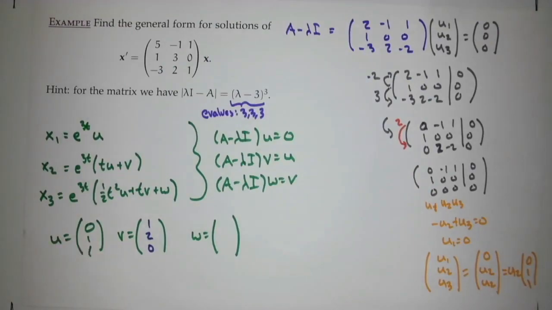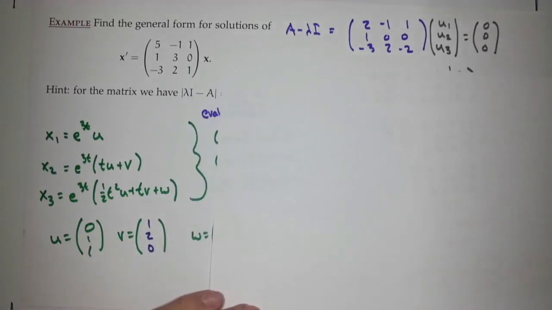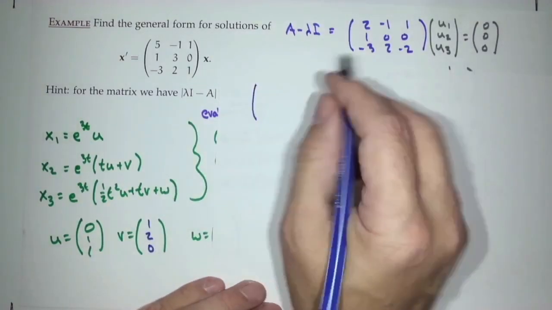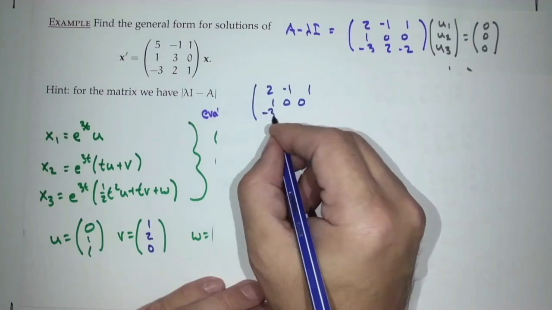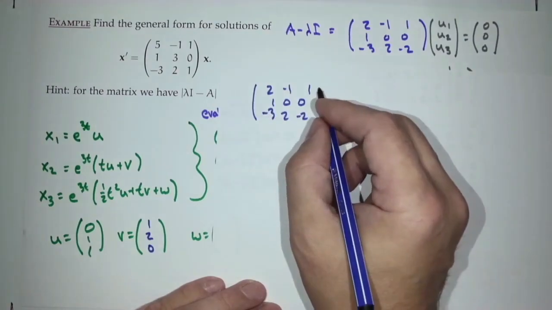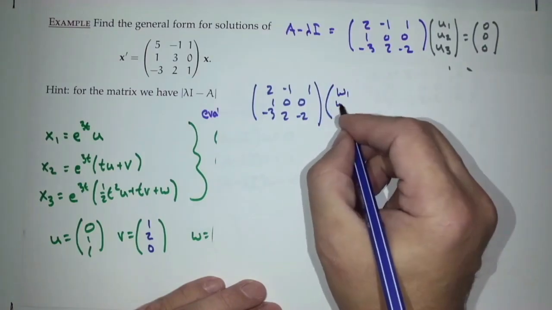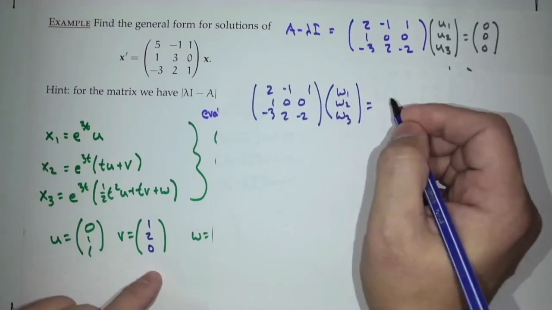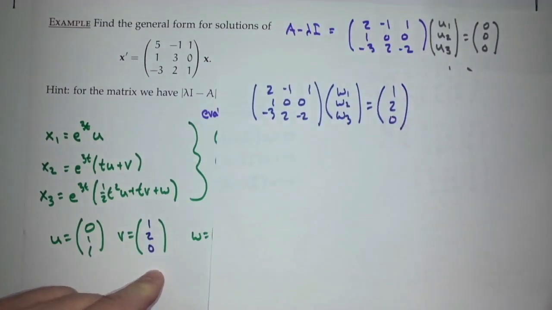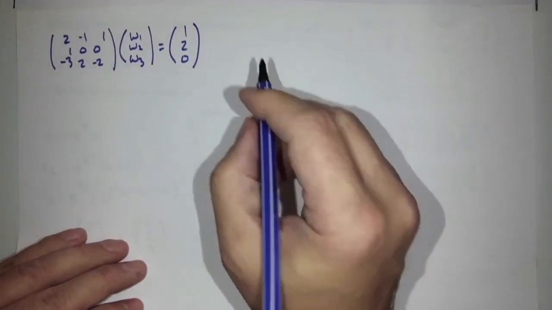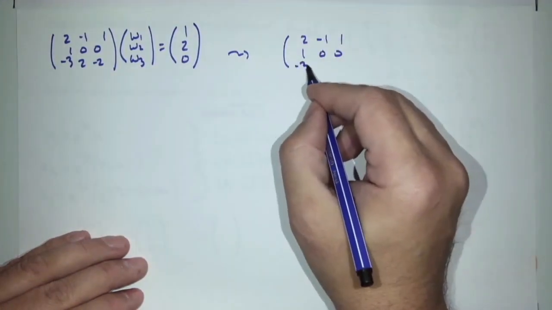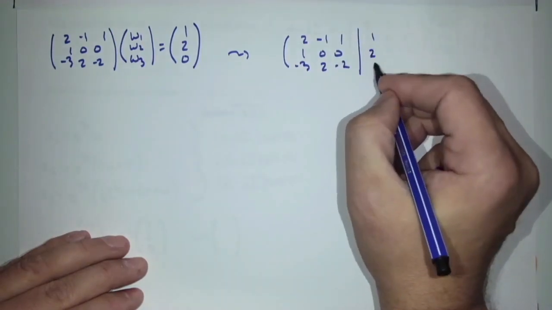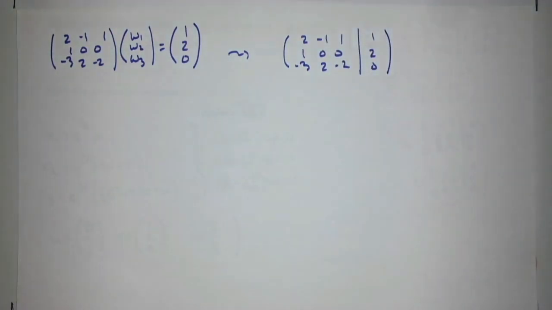Okay, what comes after finding V? Finding W. Great. Okay, so we're going to take our A minus lambda I. So again, I'm copying it down. 2, minus 1, 1. 1, 0, 0. Minus 3, 2, minus 2. And then we're multiplying it by our W1, W2, W3. And that has to equal 1, 2, 0. Okay. Well, set up our systems of equations and let's see what happens.